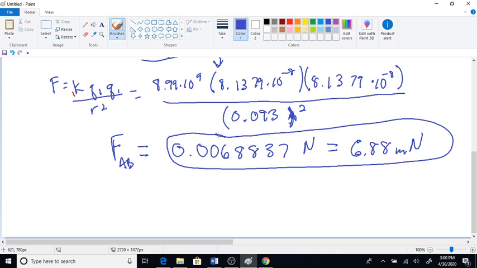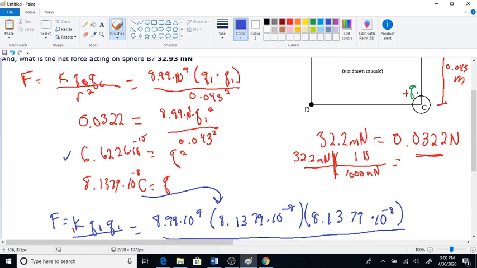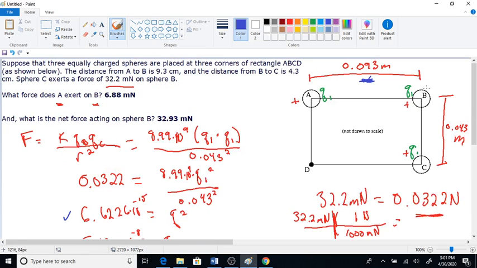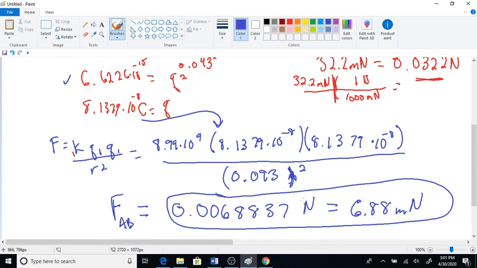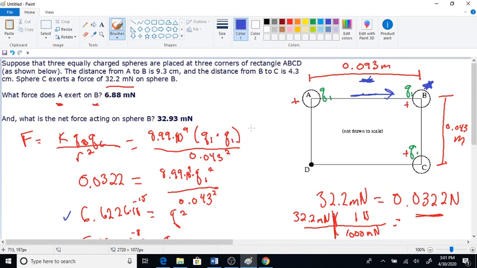That's part one. Now part two, what is the total force acting on B here? We have two forces. Since they're all the same charges, Q1 is pushing B to the right. And that's F AB. What's F AB? This right here, 0.00688 newtons. What's this one doing to B?